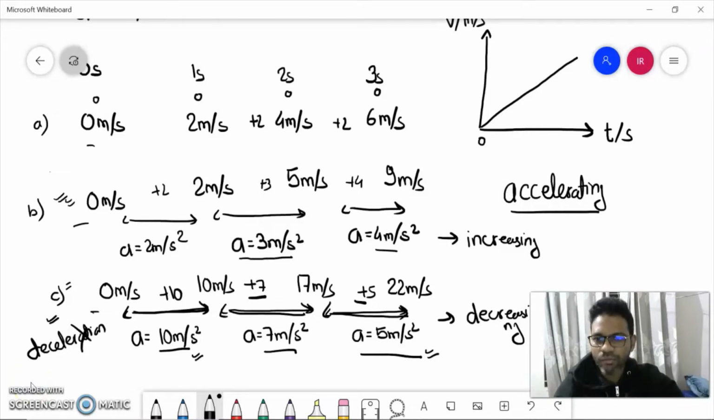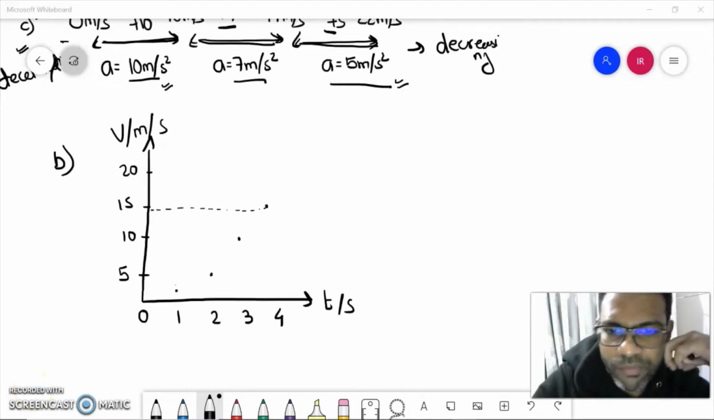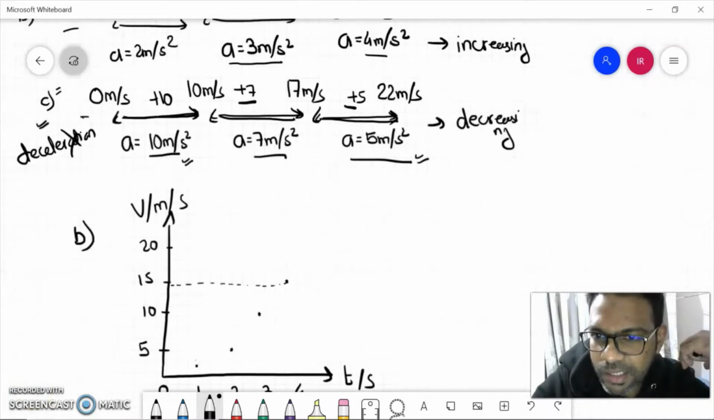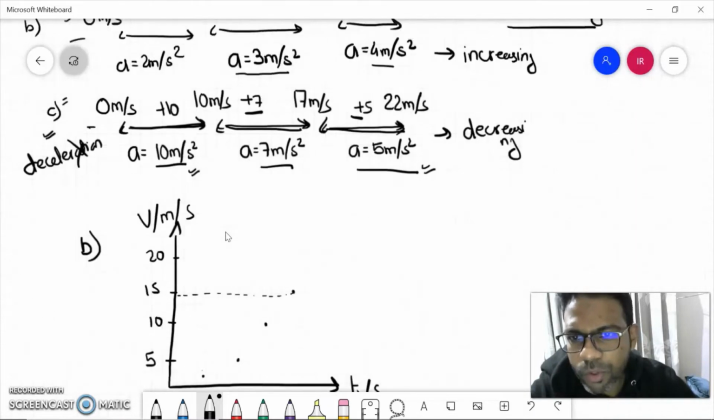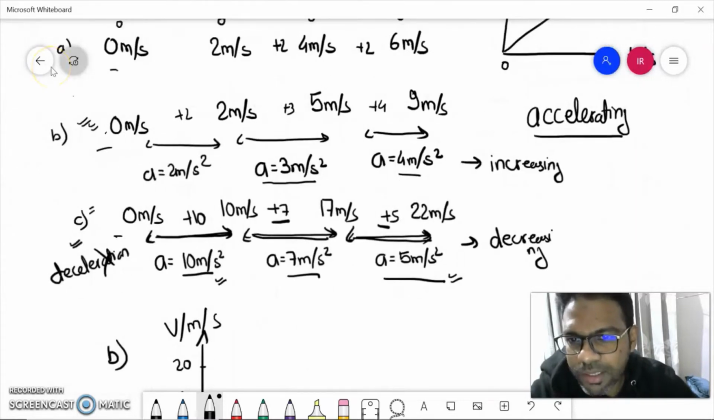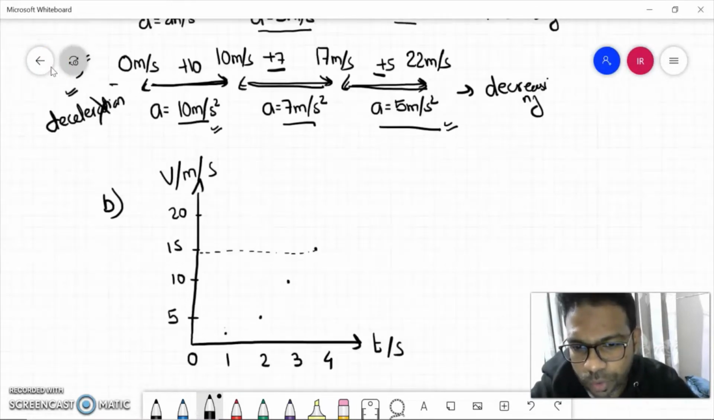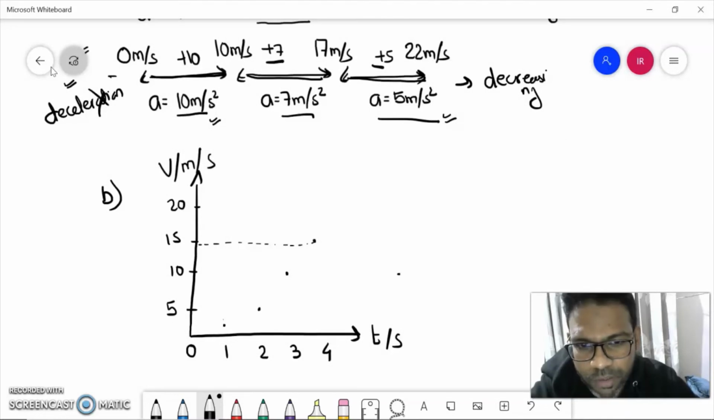How would the graph of part B and part C look? The first graph that we'll be drawing is for increasing acceleration that we saw here, right? The values that we have taken here, we'll be plotting in a graph. So what we saw here is at the starting point, that is at 0 seconds, the object was at rest, 0 meters per second. After 1 second, the velocity was 2. So let me just quickly try to plot it here.